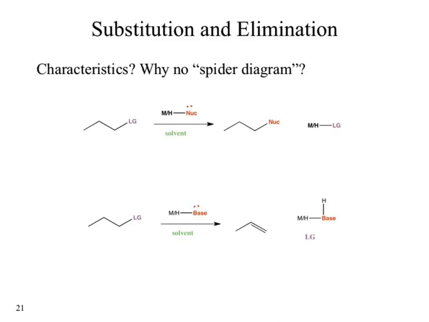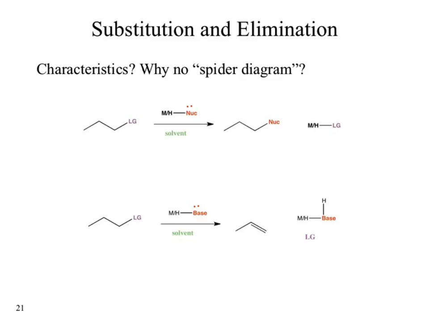Pi bond. Look for those big clues. The bottom one has a pi bond. That can't be substitution. Simple. Okay? So that means the top one's substitution because it says substitution and elimination. LG for leaving group. NUC, nucleophile.